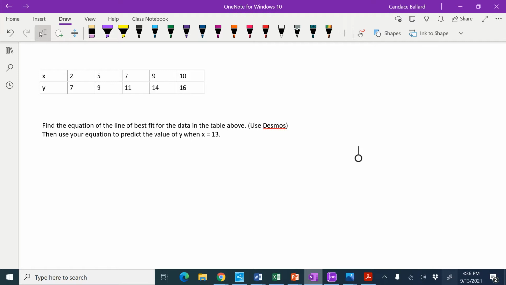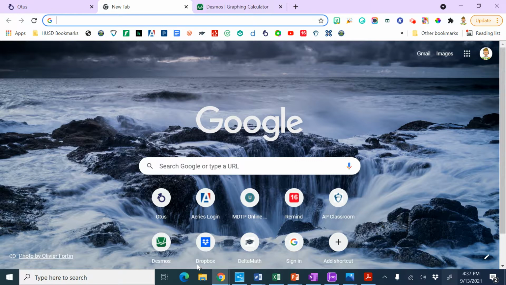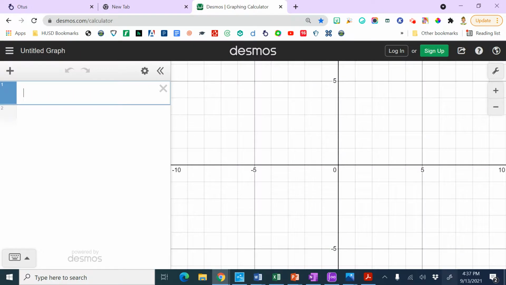In this video, we're going to talk about using the equation of a line of best fit in order to predict a value. So we're going to use Desmos to do a lot of our work for us. We're going to take this table and get it inputted into Desmos. The way that we do that is we come over to Desmos and hit this little plus sign right here, and we're going to add a table.